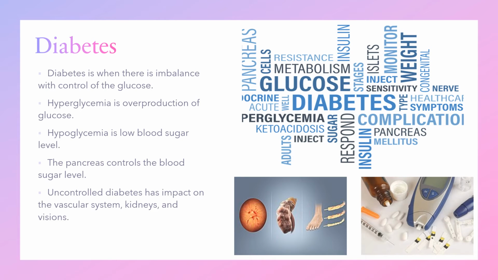Diabetes. Diabetes is when there is an imbalance with the control of the glucose or insulin in our body. Hyperglycemia is the overproduction of glucose. Hypoglycemia is when the blood sugar is at a low level. The pancreas controls the blood sugar level. Uncontrolled diabetes has an effect on the vascular system, kidney, and it also impacts the vision.